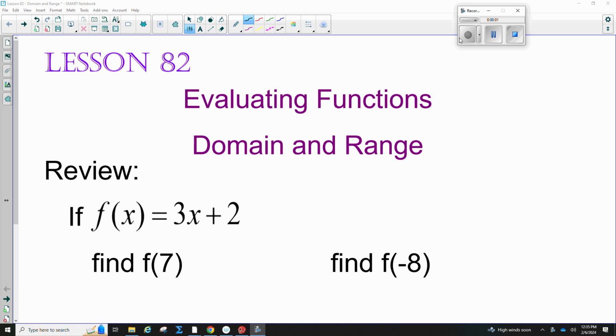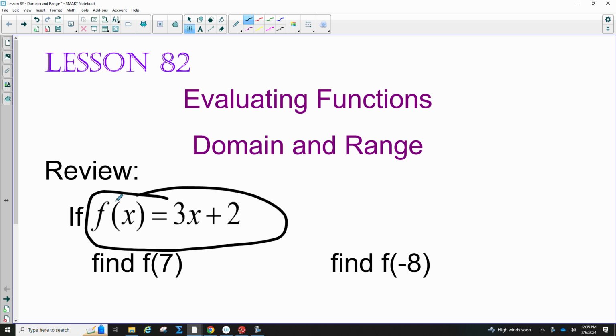Lesson 82. All right, evaluating functions, and then we'll do domain and range. This first part is kind of review. We have a function. f of x is just a function, like y equals.